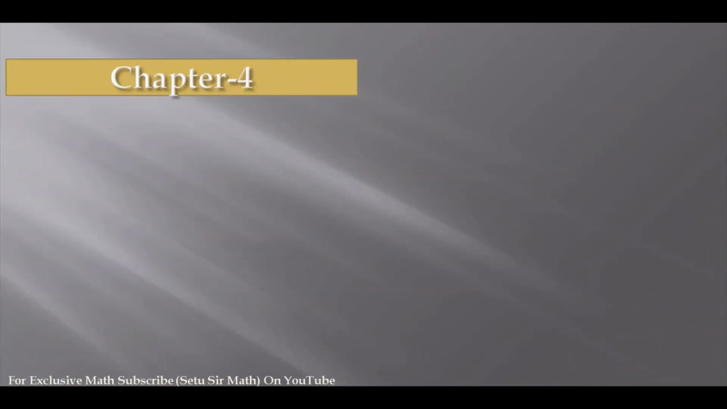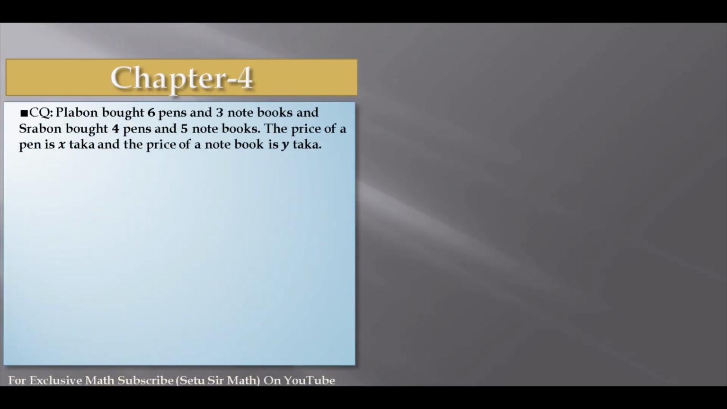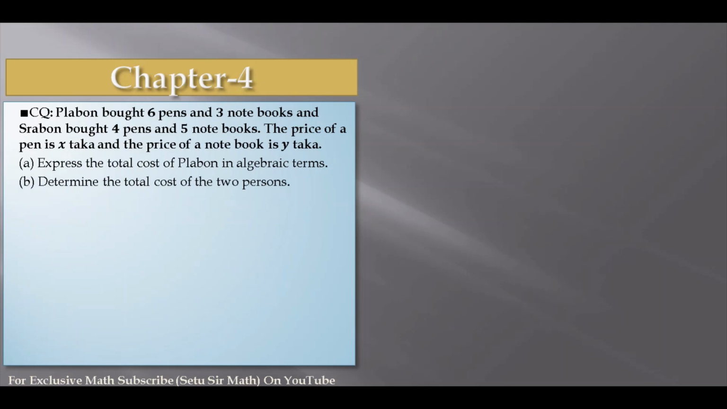Now we will try to solve a creative question. CQ. Plavon bought 6 pens and 3 notebooks, and Shravan bought 4 pens and 5 notebooks. The price of a pen is x taka and the price of a notebook is y taka. Question A: Express the total cost of Plavon in algebraic terms. B: Determine the total cost of 2 persons. C: If x equals 15 and y equals 25, determine the ratio of the cost of 2 persons. This math is very important.